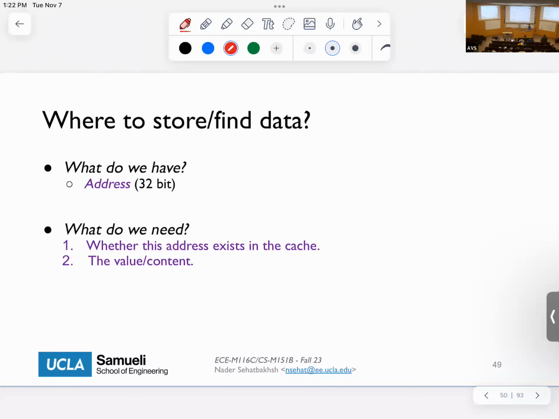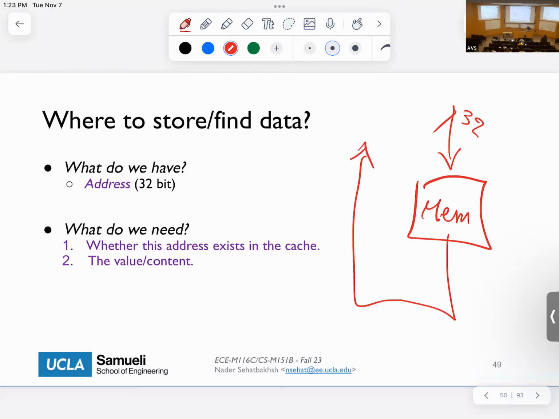In order to answer that, of course, we have to ask what do we have and what do we need, right? What we have is just an address. In our design, this is 32-bit data, the address that's coming from the CPU. That's the input of our system. So if you consider memory as a black box, the input is basically this 32-bit value. The output would be the data that we want back into the CPU, right?